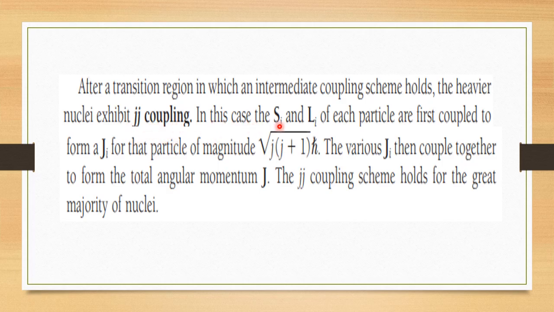In this case, the Si and Li of each particle are first coupled to form a ji for that particle, of magnitude root of j(j+1) ħ, and the various ji are then coupled together to form the total angular momentum J. This is jj coupling. So this jj coupling scheme holds for the greater majority of nuclei. The majority of nuclei are in this coupling scheme.